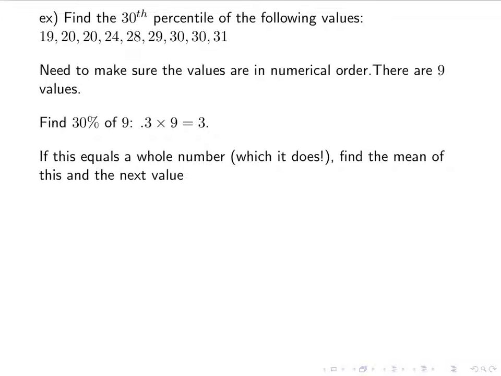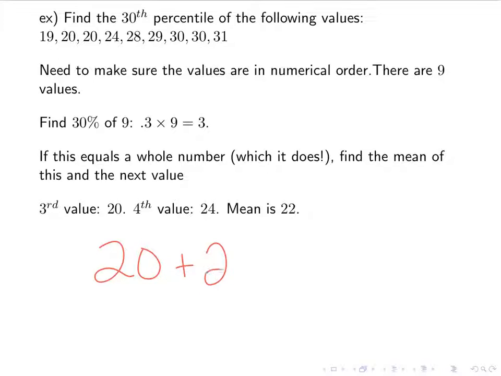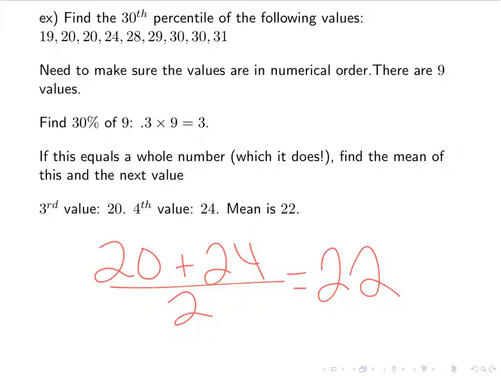If this equals a whole number, which it does, it's 3, then we find the mean of this value and the next value. By this value, I mean the third value. So we look at the third value, which is 20, and the next value, the fourth value, which is 24. We find the mean of those two numbers, and that's 22. Remember, mean is average, so I do 20 plus 24 divided by 2, which is 22. It's also the same thing as the midpoint. The midpoint of 20 and 24 is 22. So 22 is the 30th percentile.